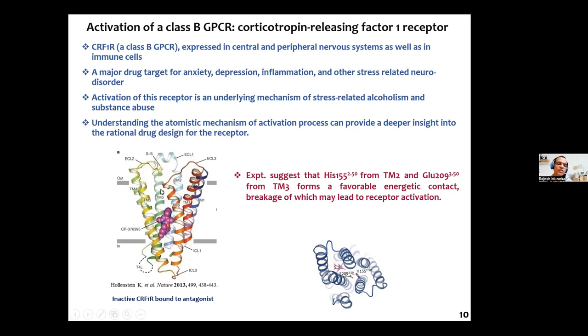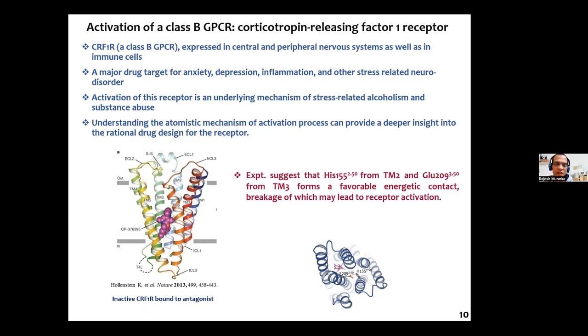So experimentally, when they solved the structure, they found that in transmembrane helix 3, there is a conserved residue, histidine 155, very conserved across all class B GPCRs, which is actually from TM2, meaning transmembrane 2. And there is another glutamate residue, which is also conserved across all class B GPCRs, and that is from transmembrane helix 3. They form a stable energetic contact. And they suggested in the paper that breakage of this polar contact, I can say it's a polar interaction, can lead to receptor activation.